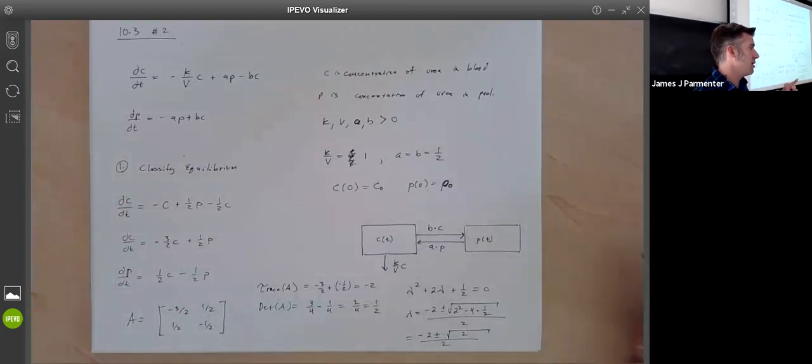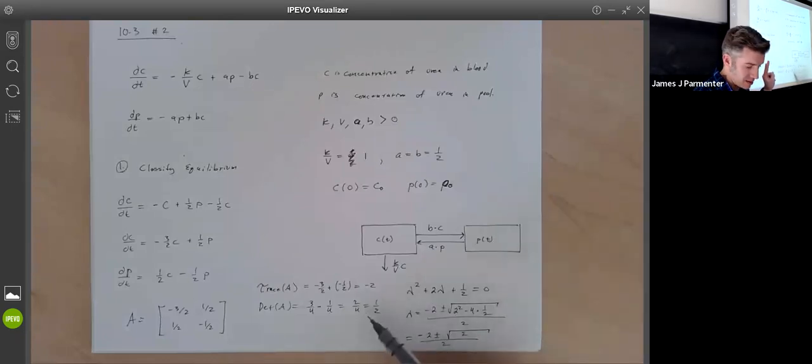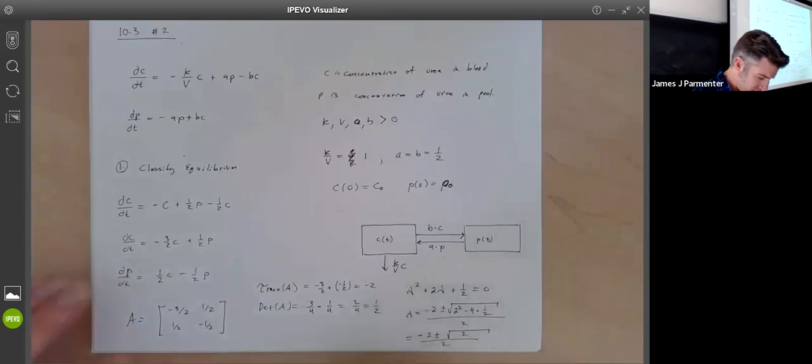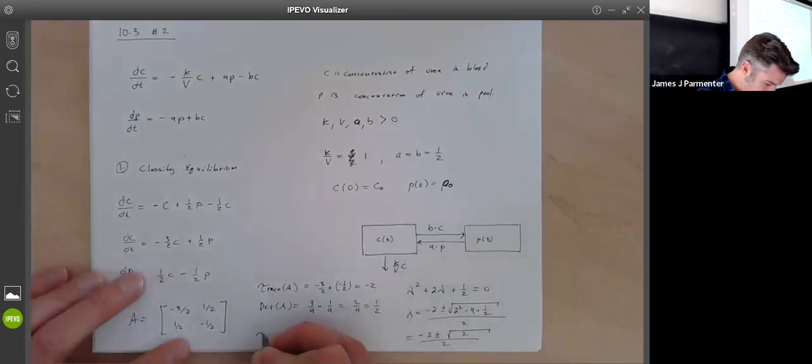But if you didn't, you can justify it by saying the other one is either negative or positive. If it were positive, we'd have to have a saddle. But we know we don't have a saddle because the determinant was positive. If we had a saddle, the determinant would be negative. So you can justify that the other one has to be negative. So both eigenvalues are negative, which means we have a stable node.